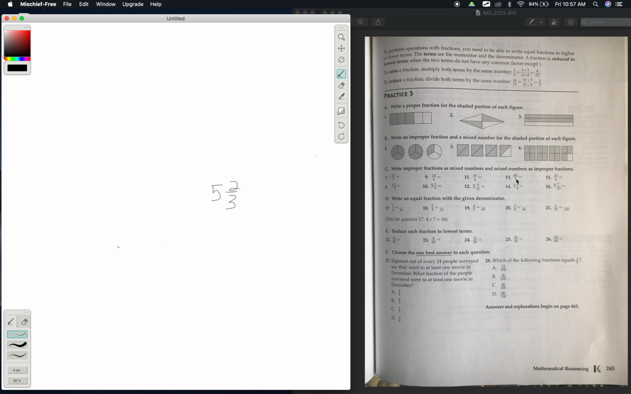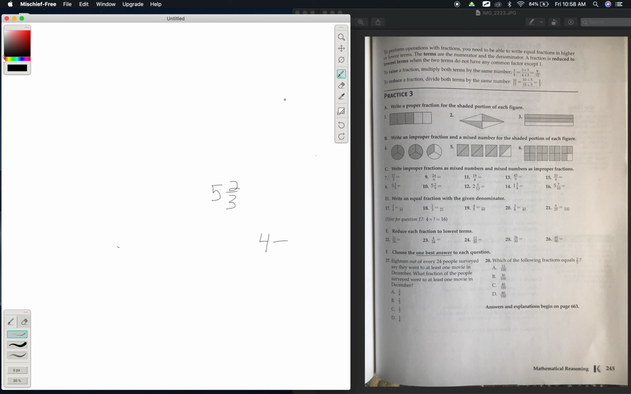Let's try this one over here. 43 over 9. 9 goes into 43. Well, 4 times 9 is 36. 5 times 9 would be 45, so we'd go over, so we'll stick with 4. And how many left over? So 36. 43 minus 36.